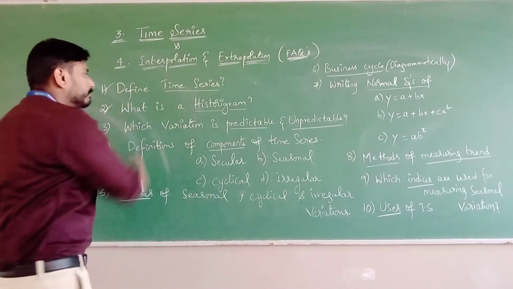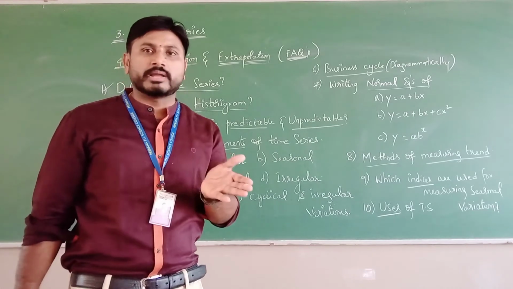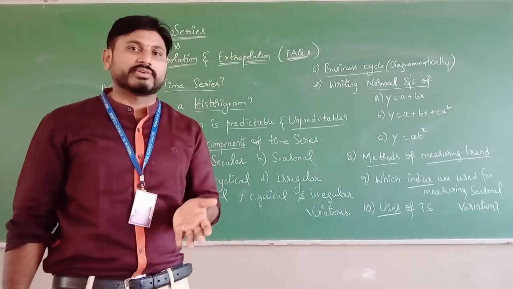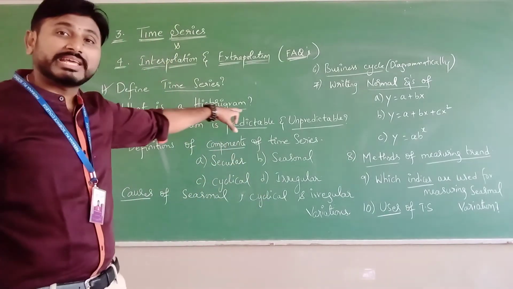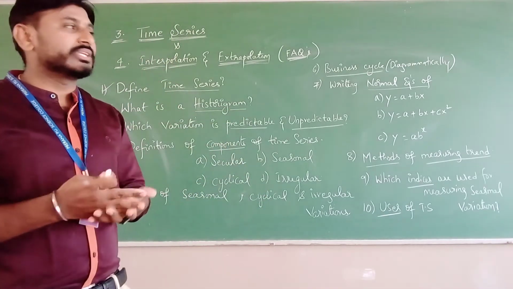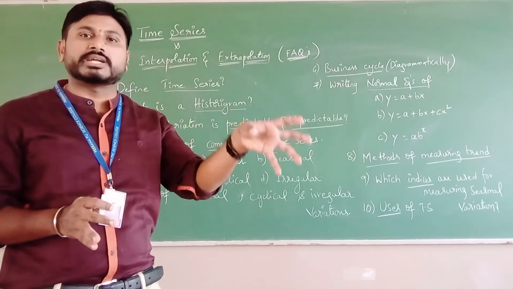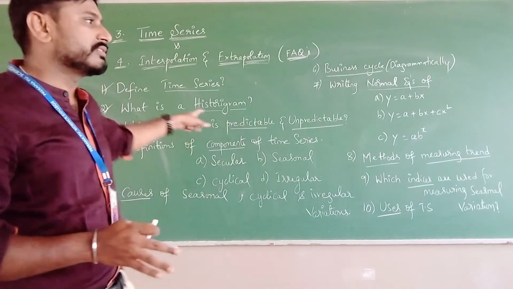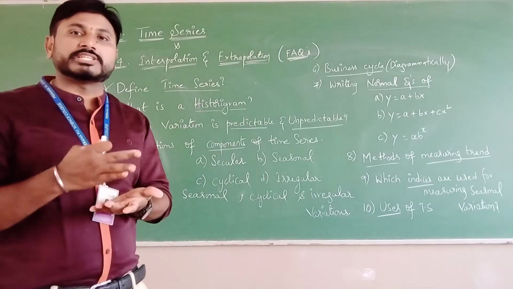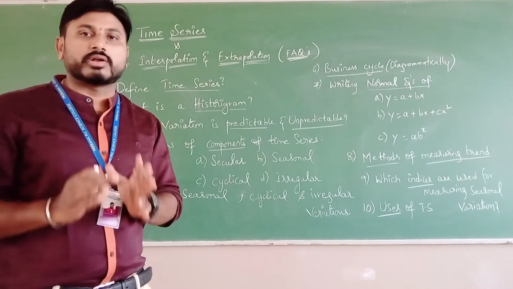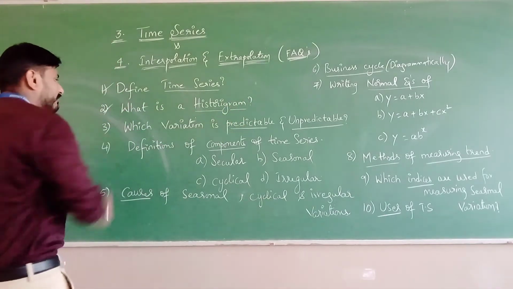Next, question number 2, what is a histogram? Generally we have heard about the histogram, which is a graphical representation. In P1 we have learned it. Here, what does it mean? The time series data which is arranged graphically. If you represent the time series data graphically, that itself is called a histogram. A graphical representation of time series data is called a histogram. That is the next definition.